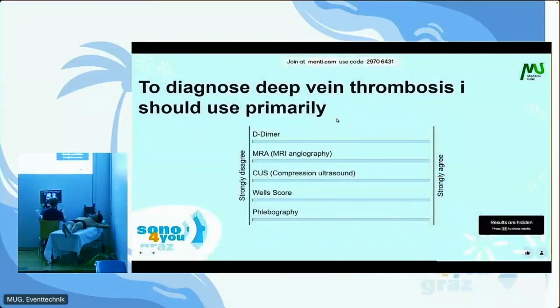It's more of a theoretical question. Which of these imaging technologies or other methods should I use to diagnose a deep vein thrombosis?